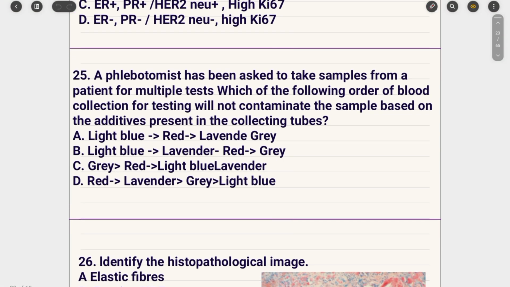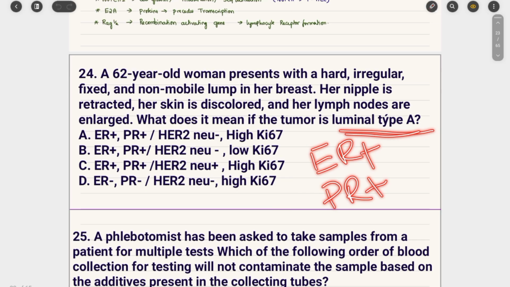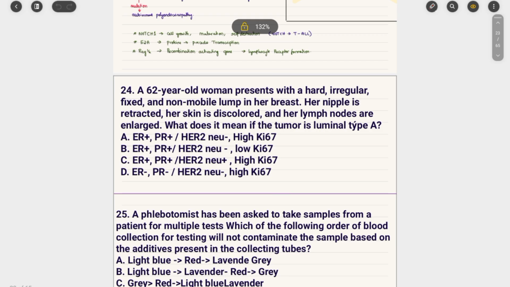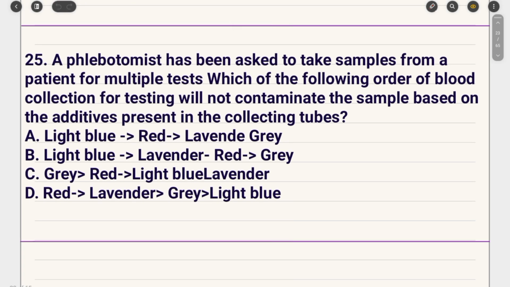Okay, now they have asked luminal A. Can you tell? ER, PR positive, whereas HER2 should be negative. High Ki67 or low Ki67, it has the best prognosis, isn't it? So it is a low Ki67. So the answer is B.